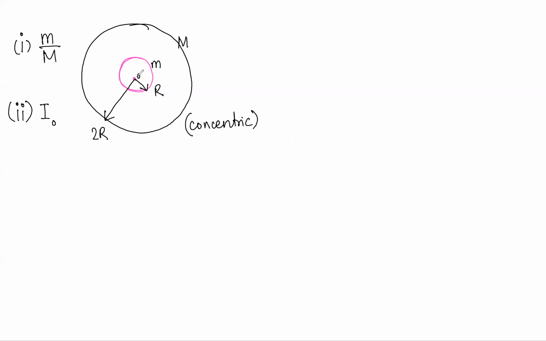So how will you find out m by M? You will use my logic, the idea that mass is obviously proportional to the area. So because mass is proportional to the area, m is proportional to pi r square. Capital M is proportional to pi into 2r whole squared. Therefore, the ratio is equal to 1 by 4. We already knew this. So m by M is equal to 1 by 4.